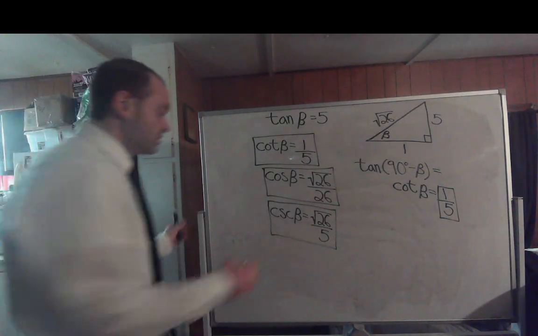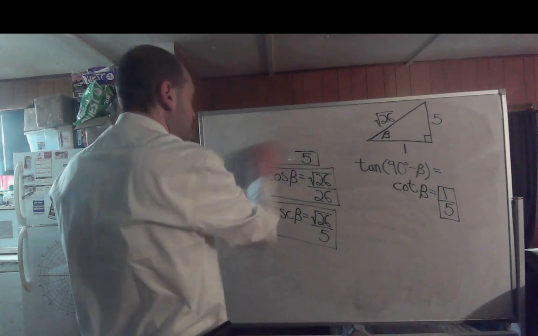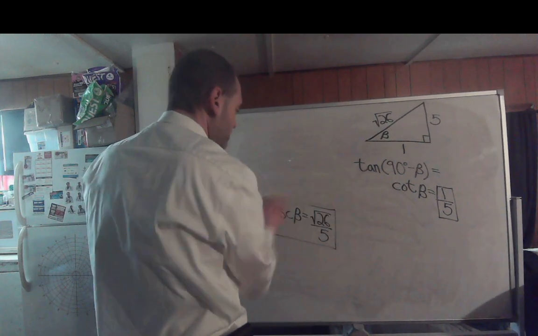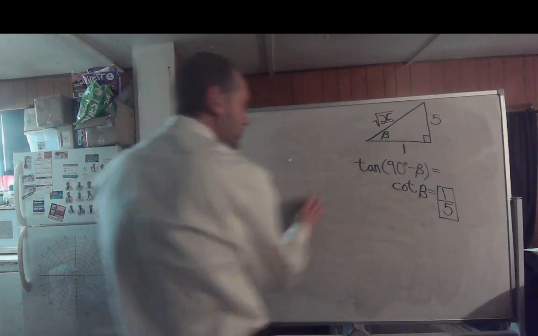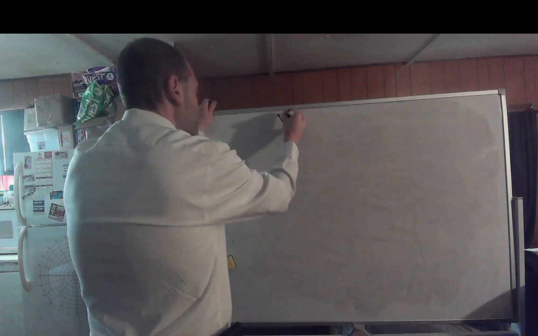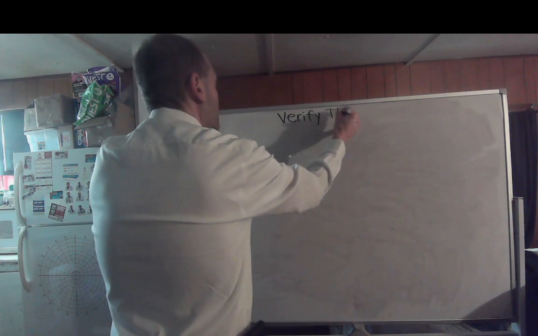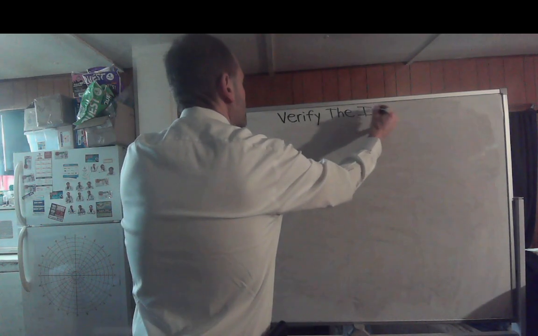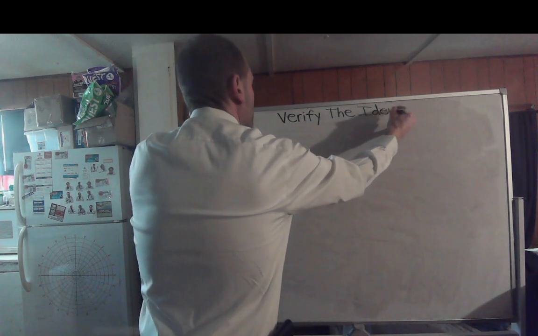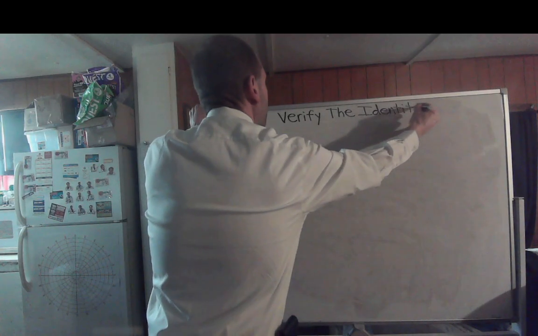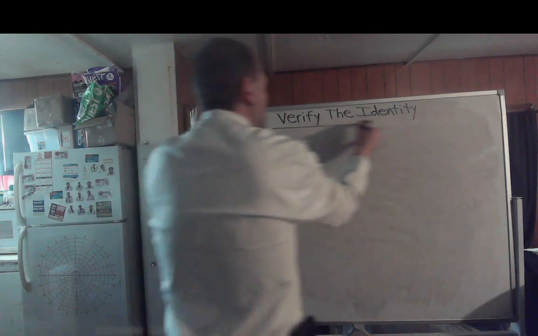Now, we're going to do a few basic trig identities. I don't want to say they're full-on proofs, but it is part of what you'll encounter in a pre-calc course, verifying trig identities. So we are going to verify the identity. That's going to be our goal for the last set of problems today. Verify the identity.